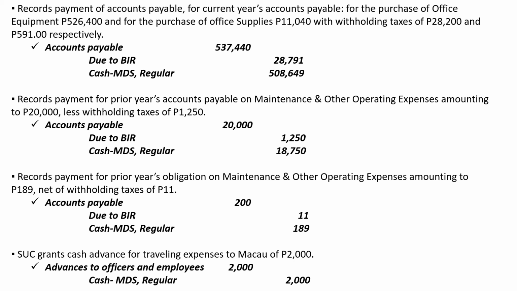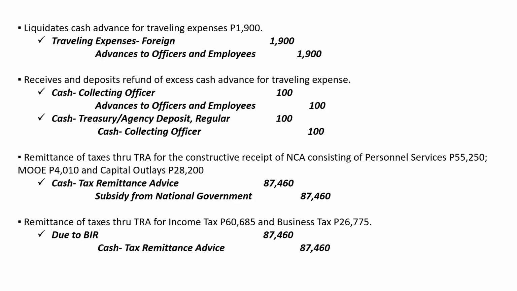So our debit is advances to officers and employees, 2,000, and credit cash MDS regular of 2,000. Okay, next transaction. SUC liquidates cash advance for travel expenses, 1,900. So again, take note, 1,900 lang yung liquidated. So we debit traveling expenses foreign 1,900 because this is to Macau. So we have to denote that this is for traveling expenses for foreign. Okay, and we credit advances to officers and employees 1,900.